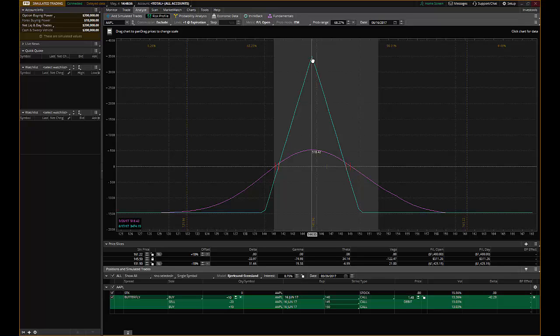And obviously if it was to get exactly to 145 and pin there, that would be my maximum profit I could make. So if there's a trade you're thinking about putting on and not sure how the P&L will react, the Analyze tab is a great tab to use.